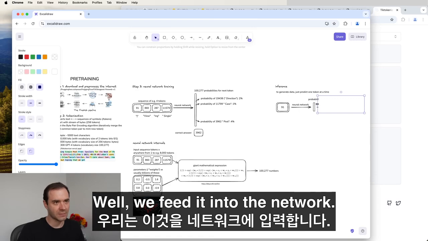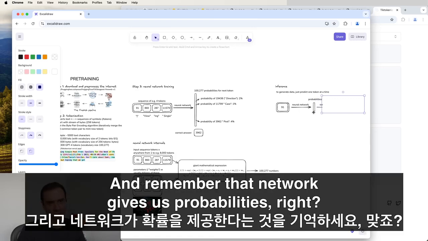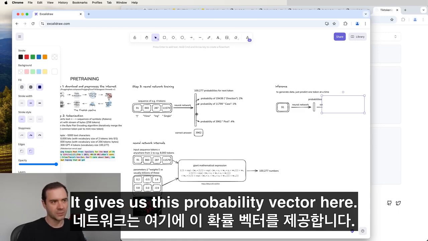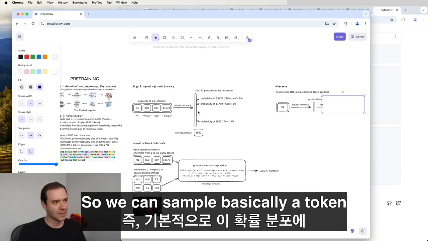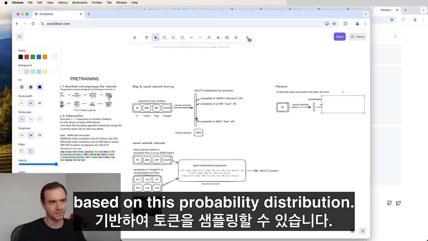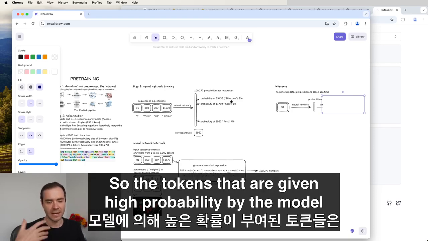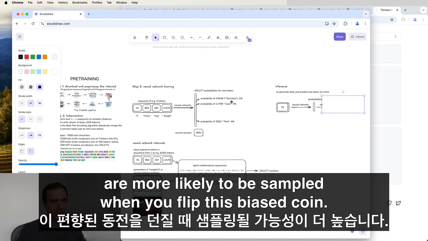And remember that the network gives us probabilities, right? It gives us this probability vector here. So what we can do now is we can flip a biased coin. So we can sample a token based on this probability distribution. The tokens that are given high probability by the model are more likely to be sampled when you flip this biased coin.